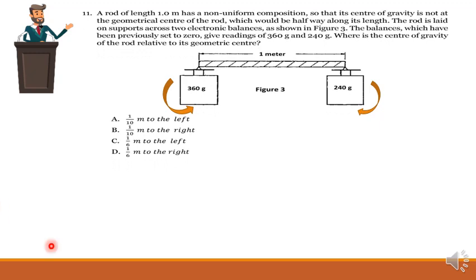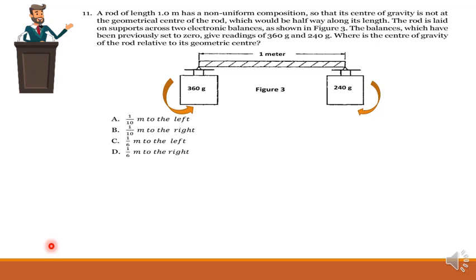Question. A rod of length 1.0 meter has a non-uniform composition, so that its center of gravity is not at the geometrical center of the rod, which would be halfway along its length. The rod is laid on support across two electronic balances, as shown in figure 3. The balances, which have been previously set to 0, give readings of 360 grams and 240 grams. Where is the center of gravity of the rod relative to its geometric center?